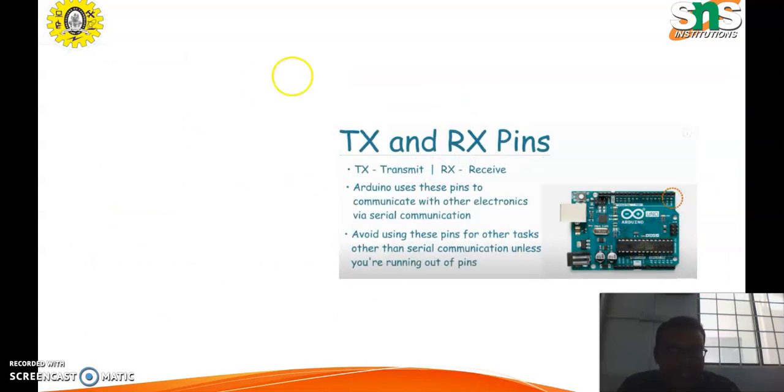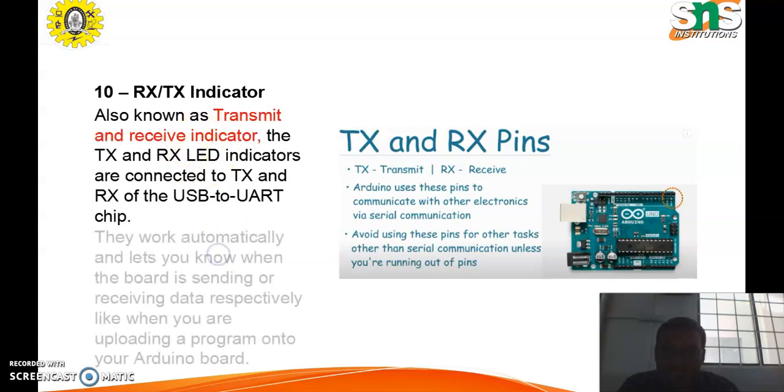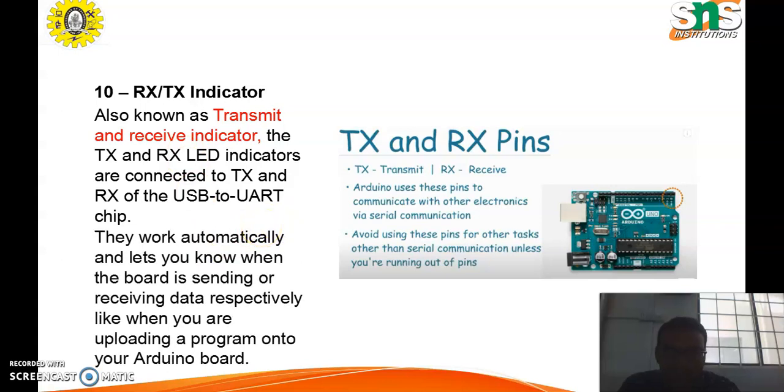The next component is the transmitter and receiver pins. TX means transmit, RX means receive. Arduino uses these pins to communicate with other electronics via serial communication. They are also known as transmitter and receiver indicators. They work automatically and let us know when the board is sending or receiving data respectively, like when uploading the program onto the Arduino board.